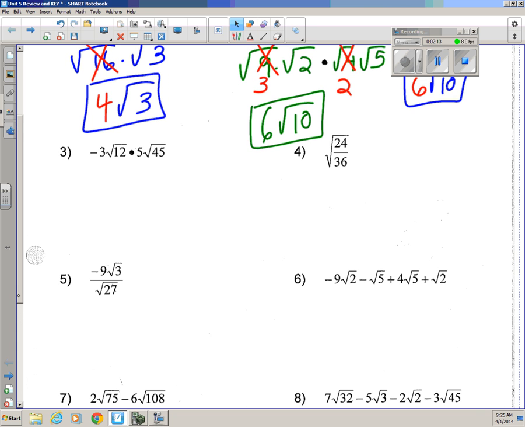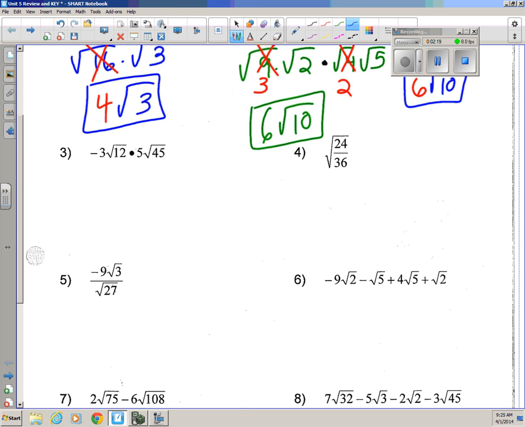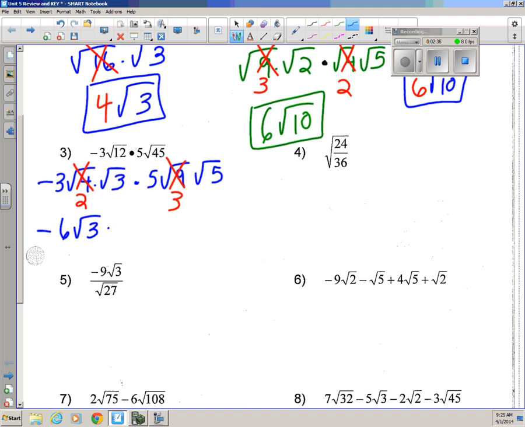All right, so number 3. I know that 12 times 45 is a pretty big number, so I'm going to simplify these guys separately. Just my choice. You might want to do it differently. Negative 3 radical 4 radical 3 times 5 radical 9 radical 5. Square root of 4 is 2. Square root of 9 is 3. What comes out is negative 6 radical 3 times 15 radical 5.